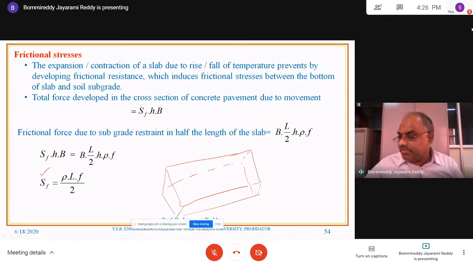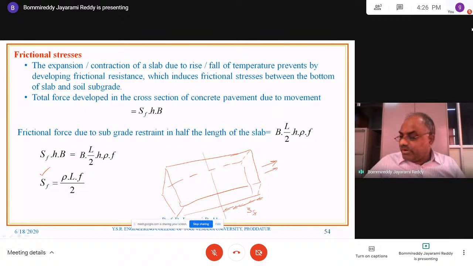So this is the overall slab, and this is the center part. What is going to happen if it expands in this direction? The frictional stresses will be induced at the bottom in the opposite direction. This is called SF, the frictional stress.